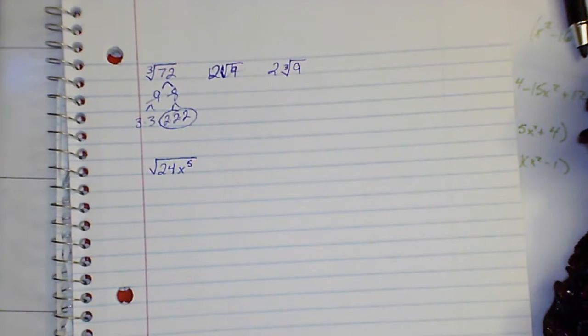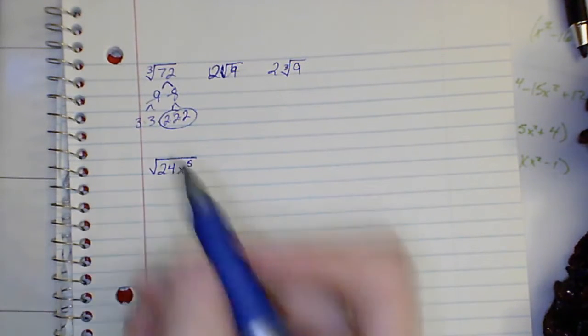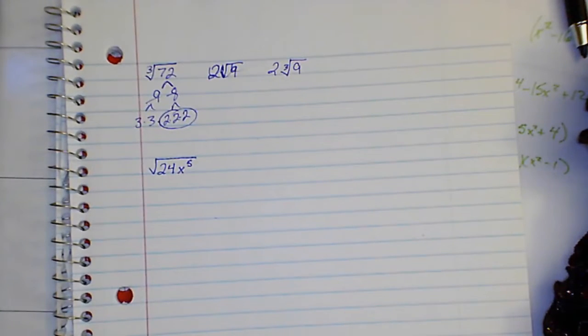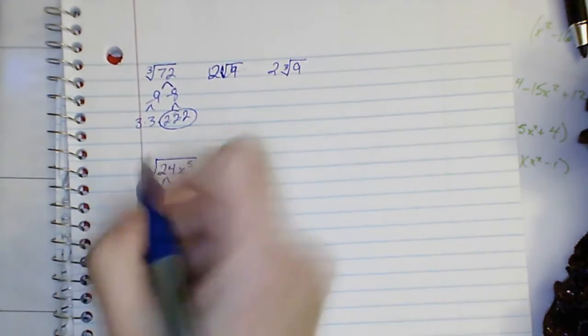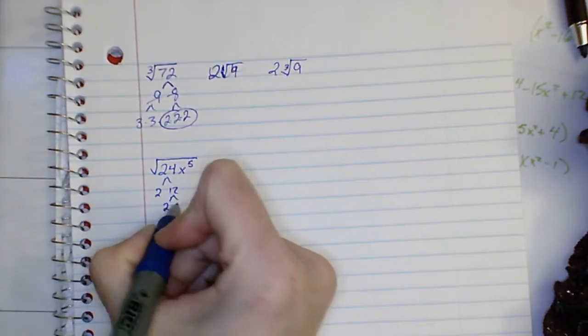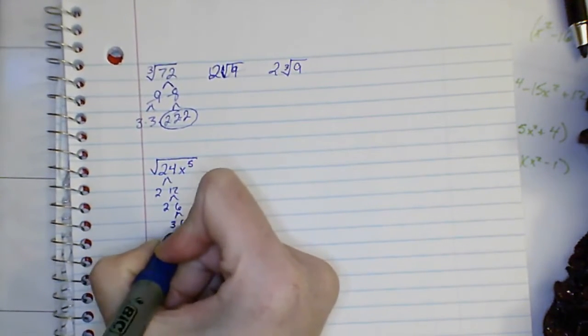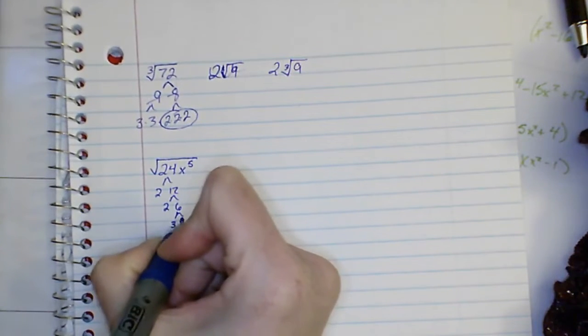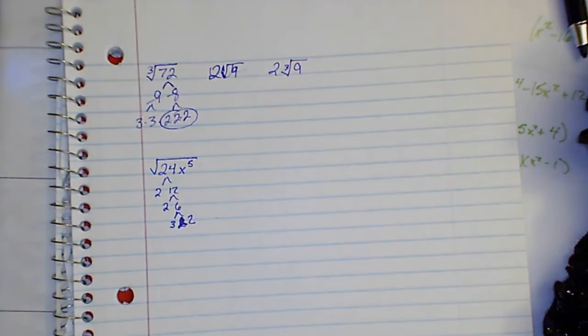So the square root of 24x to the 5th. Now remember, it takes 2 to break 1 out of jail on this one because we're in terms of square root. So we will break these numbers up. And as you go along, you will probably know, oh, 6, I don't need.